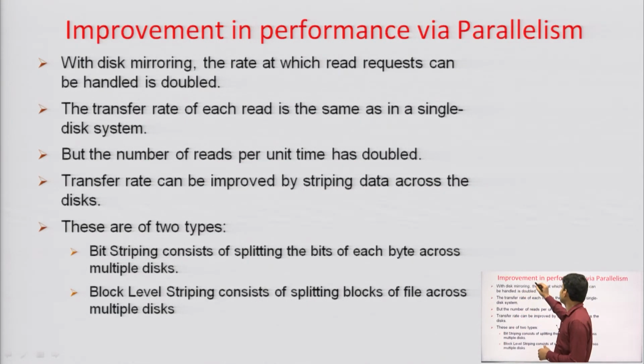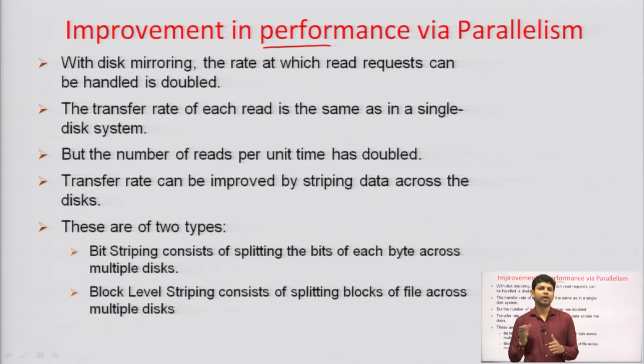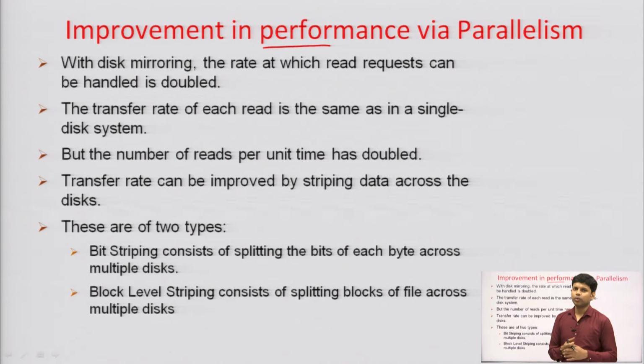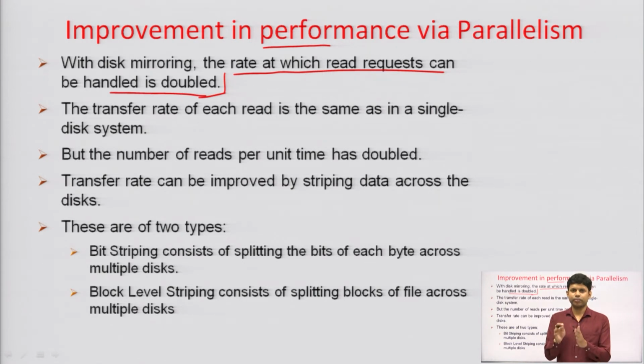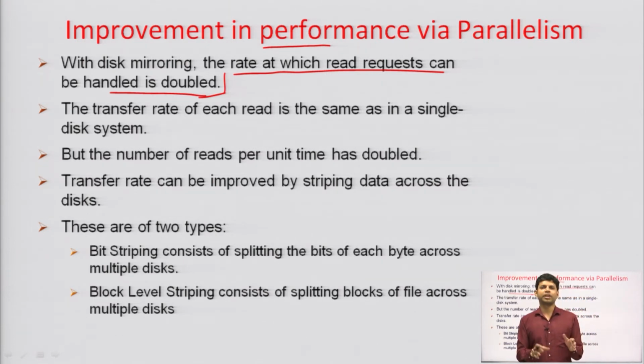Okay, improvement in performance via parallelism. Earlier, in previous slides, we saw how to improve reliability. Now we are seeing how to improve performance via parallelism. With disk mirroring, the rate at which read requests can be handled is doubled. Whenever you are copying the data in two disks, suppose hard disk A and hard disk B, and you have copied the same data in both of the disks, that is mirroring. Then the rate at which read requests can be handled is doubled.